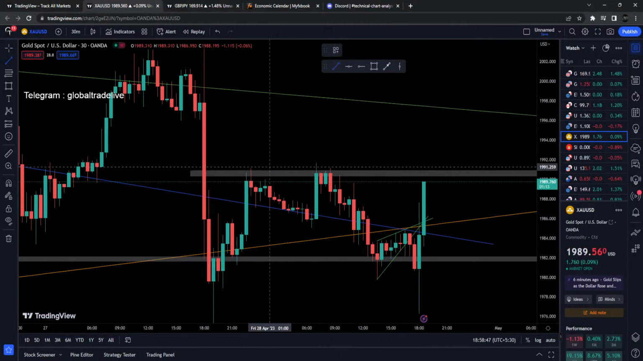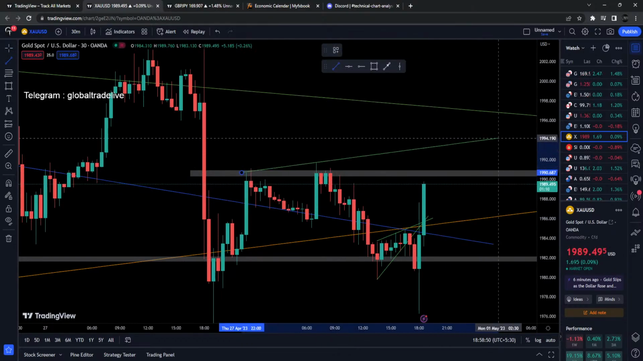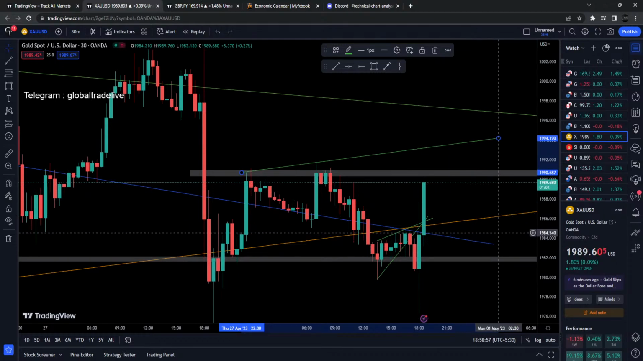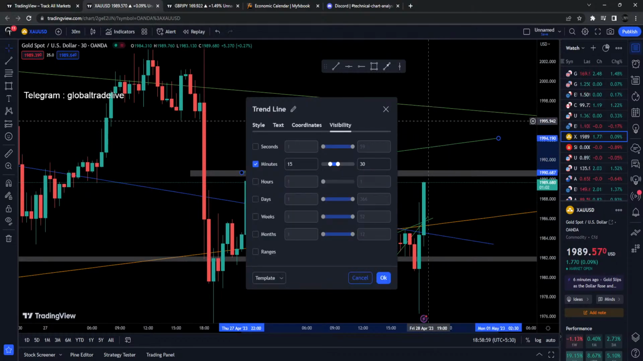So now if I draw some more trend lines, then there could be a possible rejection coming at this place. And yeah, I'm gonna give it a green is good.